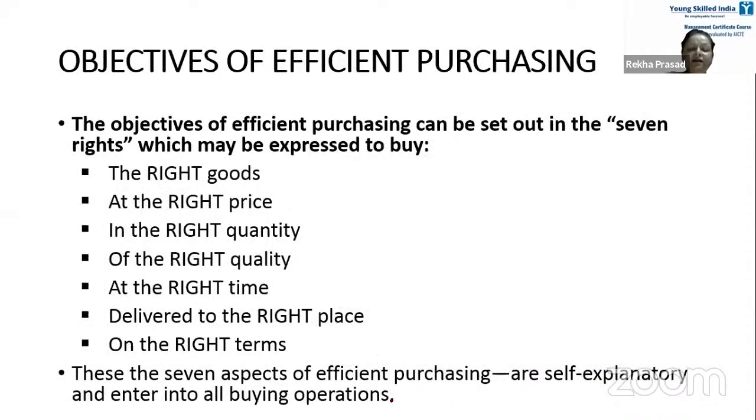So we say the objective of efficient purchasing can be set out in 7 rights. The right goods, right price, right quantity, right quality, right time, right place, and right terms and conditions. These are the 7 aspects of efficient purchasing.